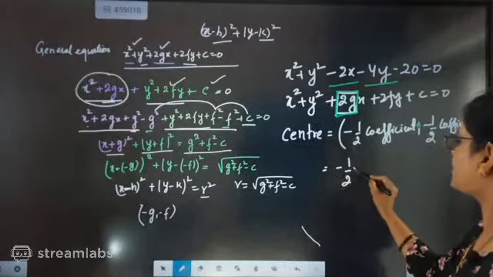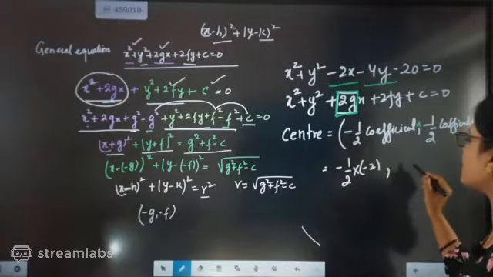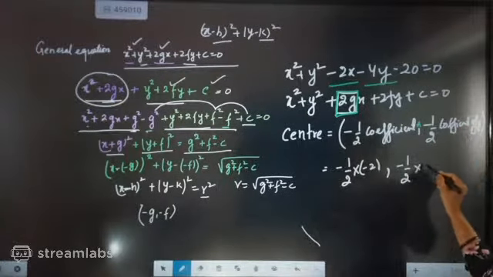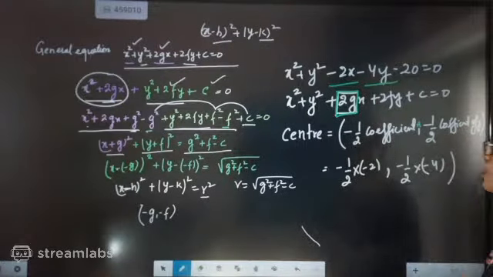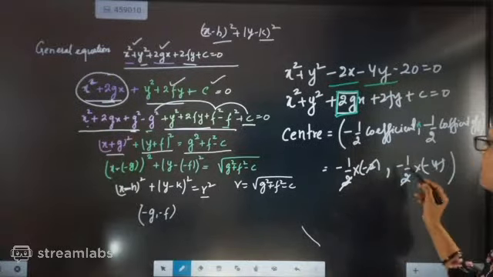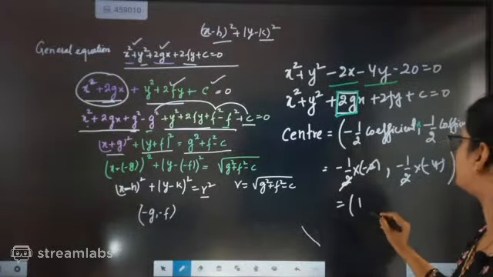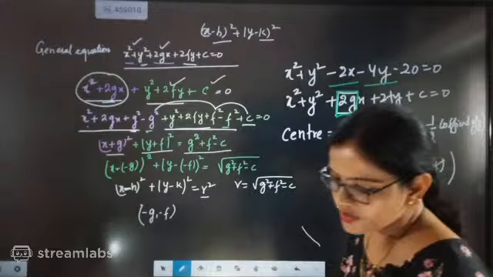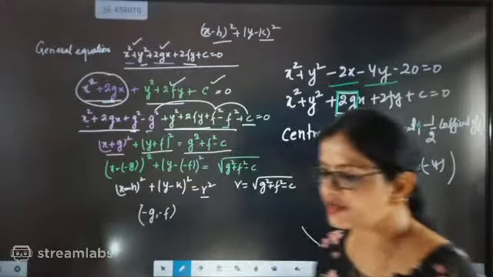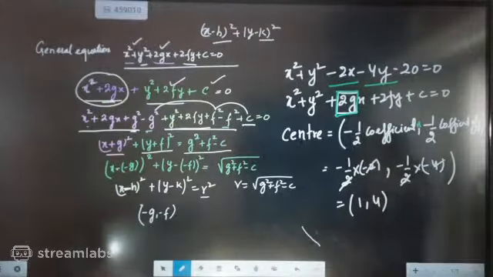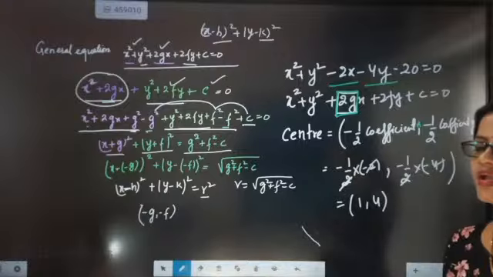So minus 1 by 2 into minus 2, comma minus 1 by 2 into minus 4. Cancel this, and minus into minus becomes plus, so the center will become (1, 2). Directly we can write like that. So the center is coming as (1, 2).